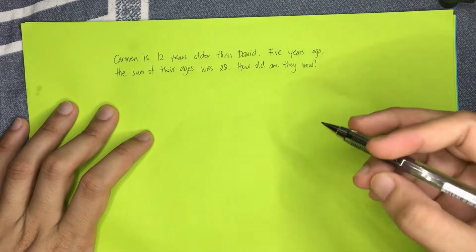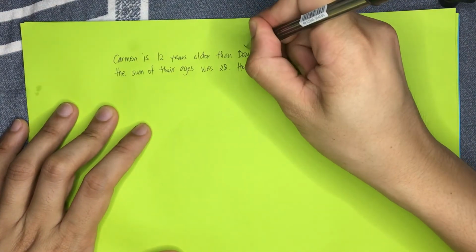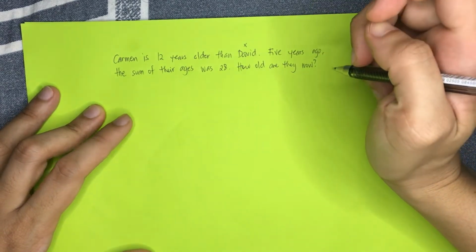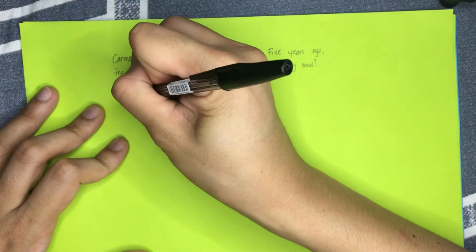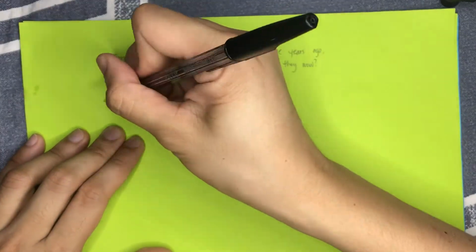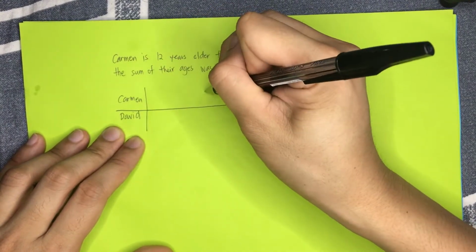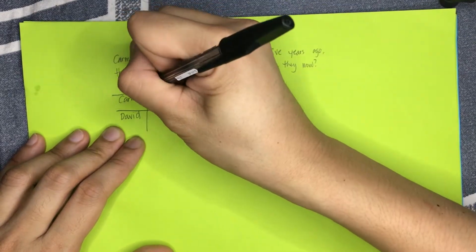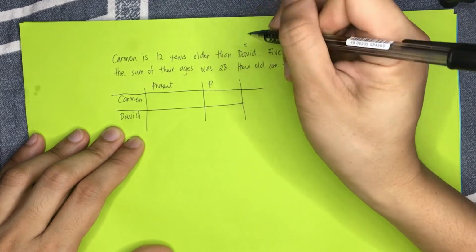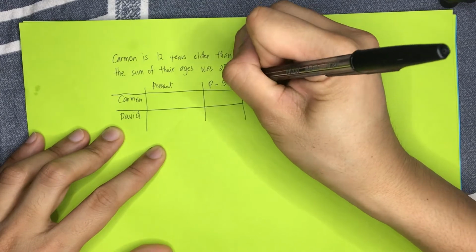Then usually the name after the word "than" would be our x. So we will use David as our x and then draw a table so that we can see how the relationship between the two people would help us solve the problem. So we have David and Carmen. Then we put the time period, put here the present, and then our second condition would mean 5 years ago, present minus 5 years ago.